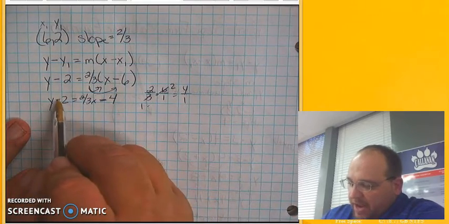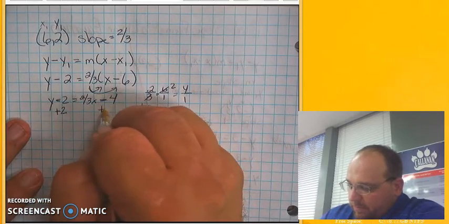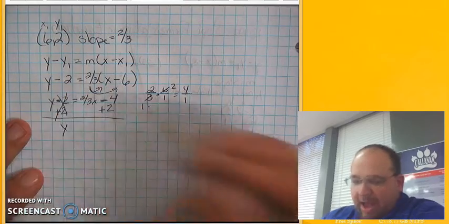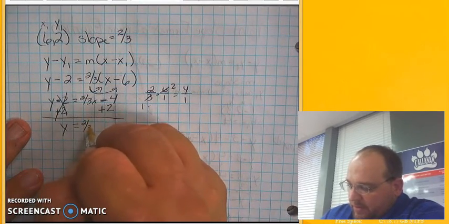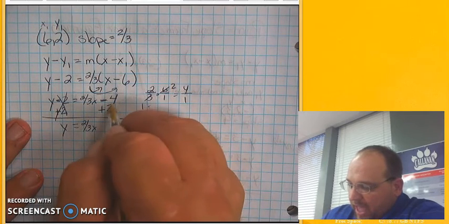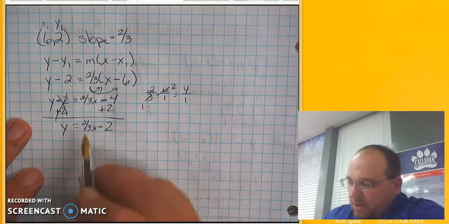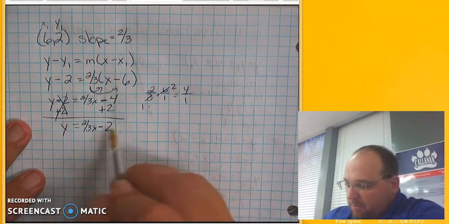I need to get rid of the minus 2 from the y, so I simply add 2 to both sides to keep it balanced. This will leave me with y after that crosses out, cancels out. Gives me 2/3 x. I add 2 to negative 4 or minus 4, and I get a minus 2. So the equation of my line is y equals 2/3 x minus 2.